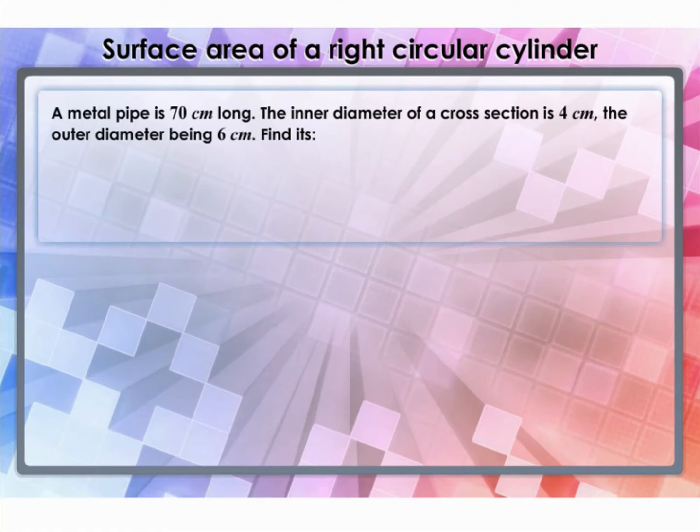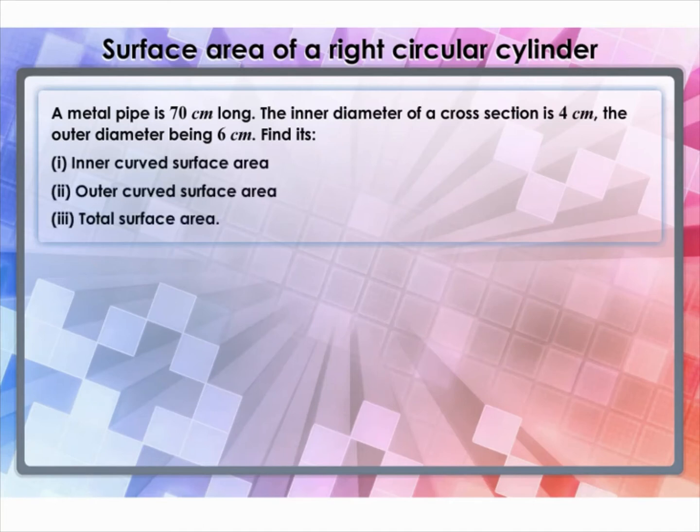Let us look at this problem. A metal pipe is 70 centimeters long. The inner diameter of a cross-section is 4 centimeters, the outer diameter being 6 centimeters. Find its inner curved surface area, outer curved surface area, and total surface area.